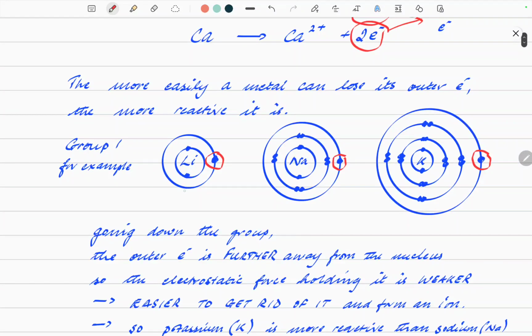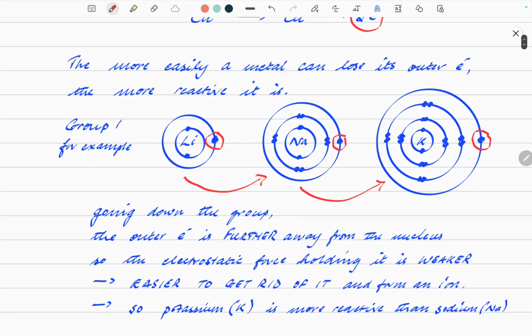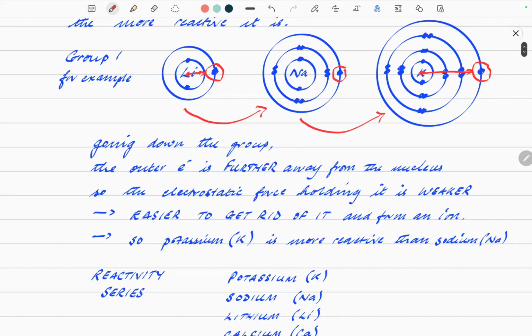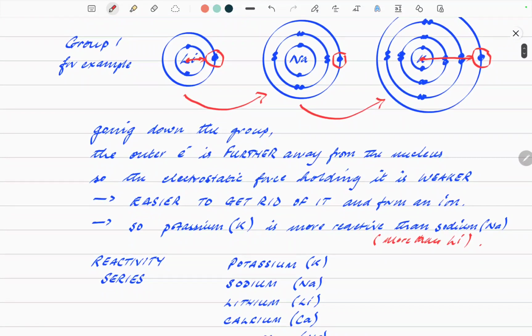Now, if you go down the group from lithium to sodium to potassium, the outer electron, as you can see, is further away from the center. As a result, the electrostatic force that's attracting the electron and holding it in that shell gets weaker. And so it's actually easier to get rid of that outer electron and form a positive ion, as we said earlier. So following that trend, therefore, potassium is more reactive than sodium, which is more reactive than lithium, etc.